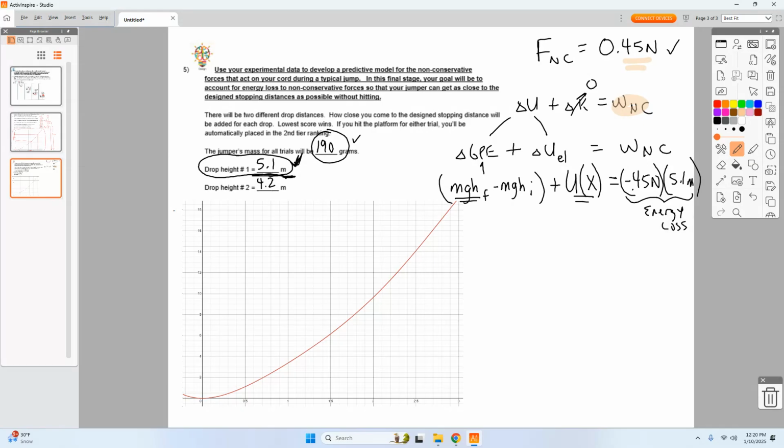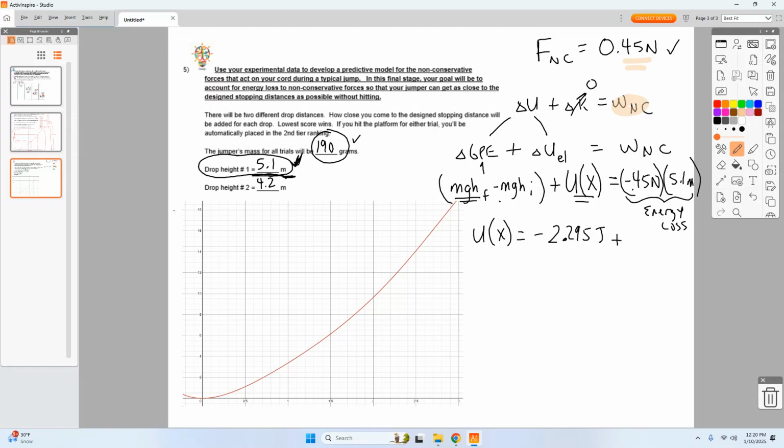I'm just going to solve this equation for U of X. So U of X represents this value. Let's do that math quick. The negative 0.45 multiplied by 5.1. This value here is negative 2.295 joules.